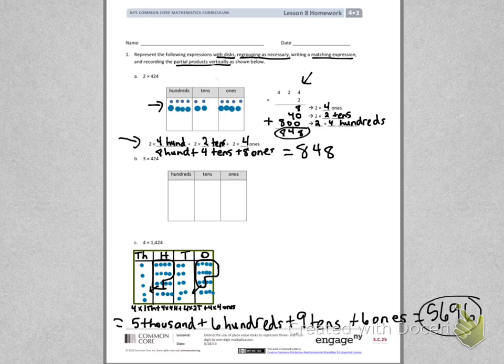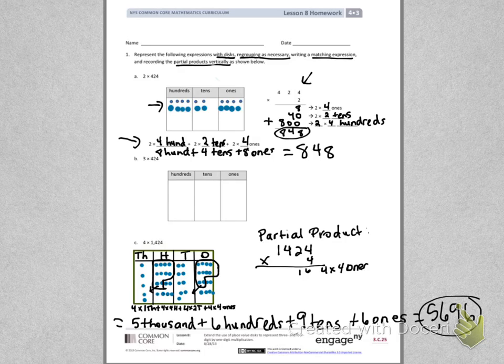So that's what that's going to look like with number disks and a place value chart and regrouping as necessary. So now let's look at the partial products. With the vertical method of partial products, we are going to look at 1,424, and we're going to times that by 4. So we are going to multiply 4 by each place value. So 4 times 4 ones is 16 ones.